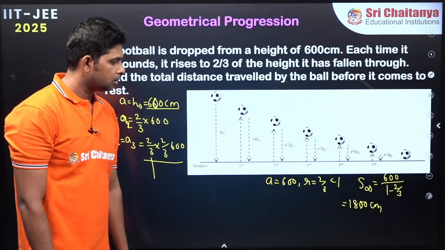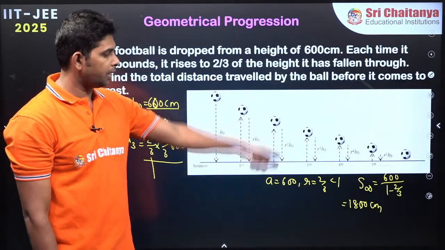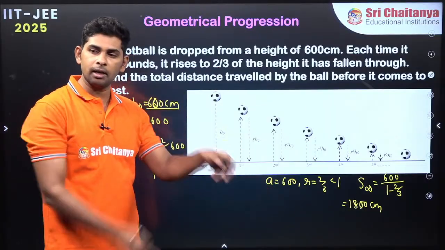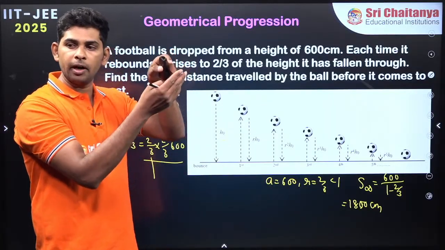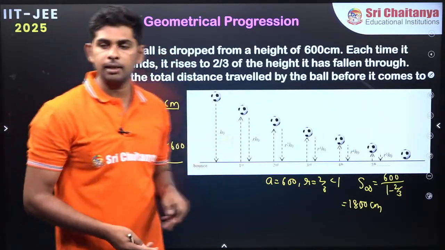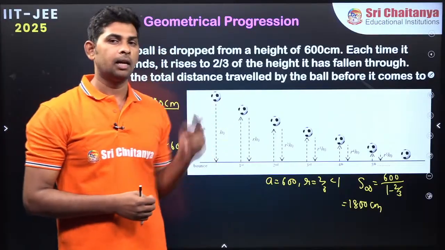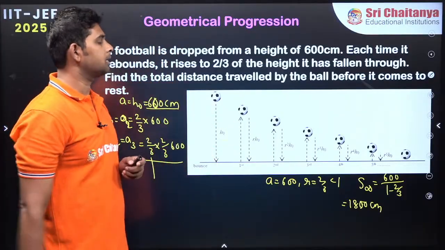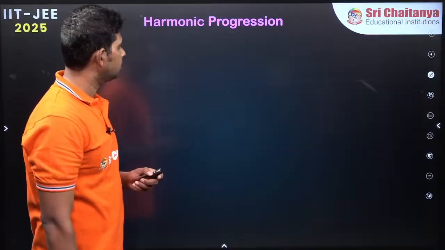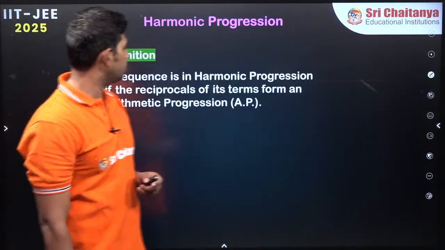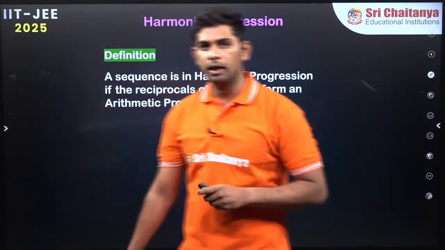Okay? So if you are going to consider all the jumps of that ball, the entire distance is going to be 1800 centimeters. The distance traveled by the ball is going to be 1800 centimeters. Now I am talking about HP, that is going to take only 2 minutes.